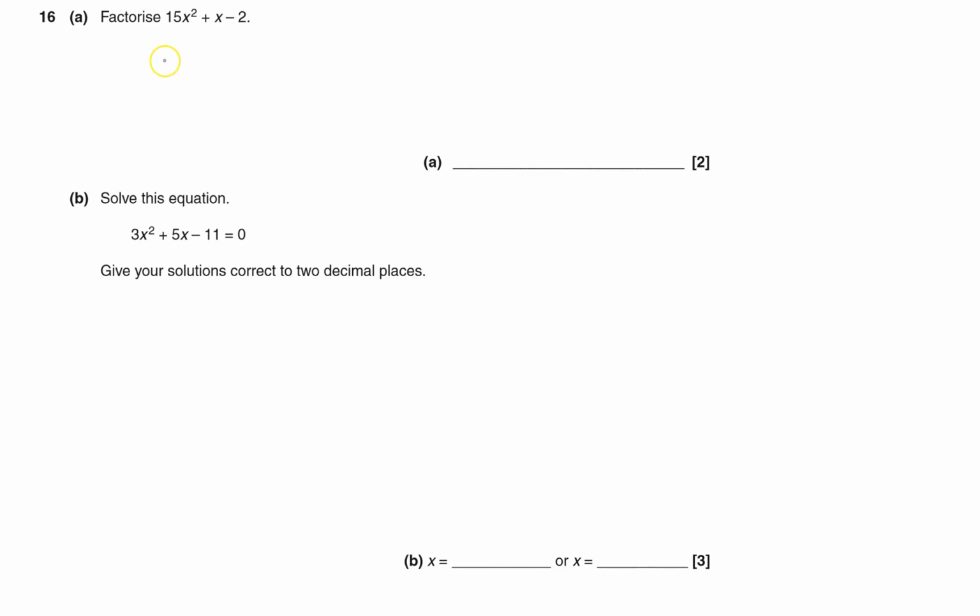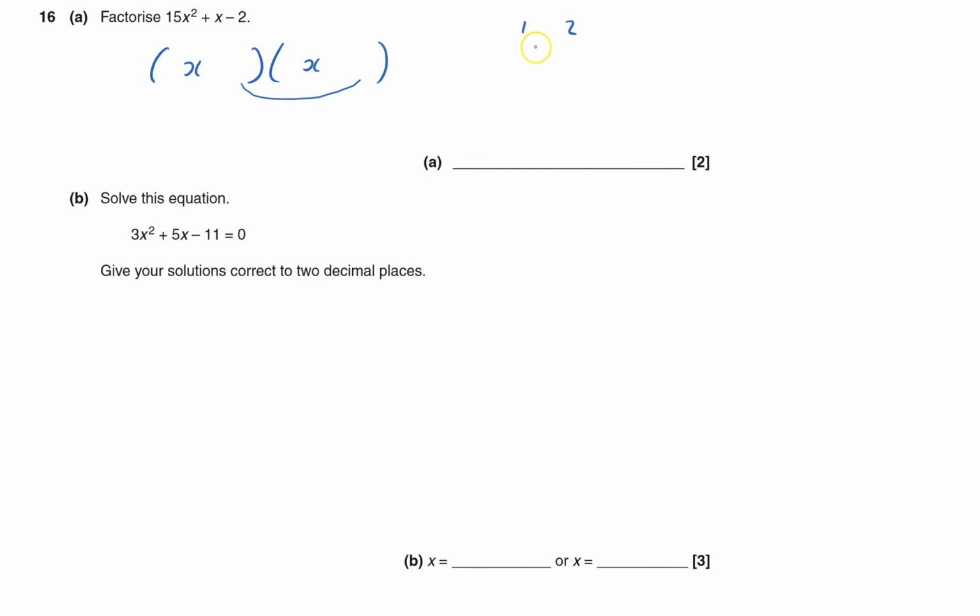Okay, so I've got to factorise this. Well, it's obviously going to be two brackets, it's quadratic. 15x squared, so I'm going to get... I hate it when it's got a number in front of the x squared. So it's so many x's and so many x's. And to get minus 2, it's going to have to be that times that.